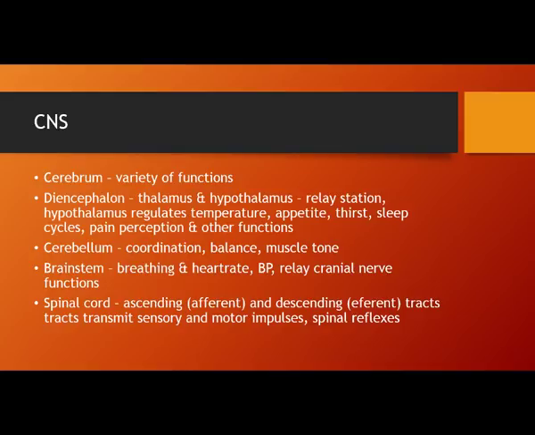And then the diencephalon consists of thalamus and hypothalamus. It's directly under the brain. It's a relay station, and the hypothalamus regulates things like temperature, appetite, thirst, sleep cycles, pain perception, and the like.